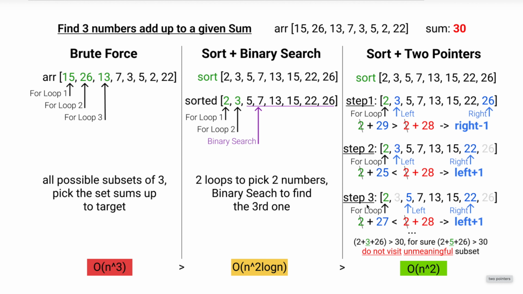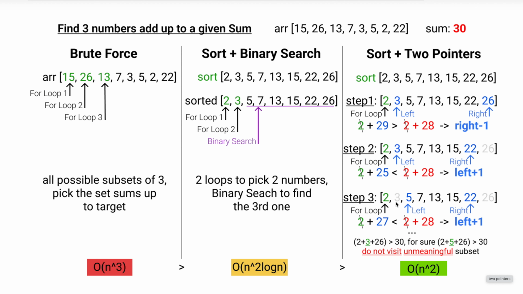For step 3, after moving the left pointer from 3 to 5, we're gonna recalculate the current sum. That's gonna be 2 plus 5 and 22, gonna give us 27. And 27 is still smaller than 28. So we're gonna move the left pointer to the right. And if we keep doing this, the 2 pointers are gonna converge at 13 and 15. And that's gonna give us the first set of 3: 2, 13, and 15. That's gonna sum up to 30. That is how 2 pointers works.